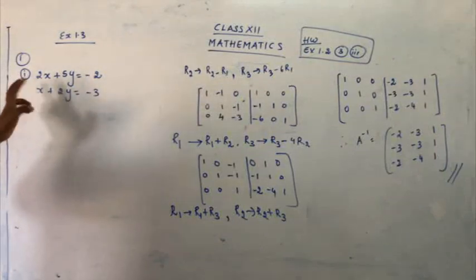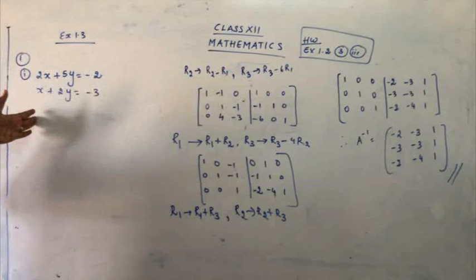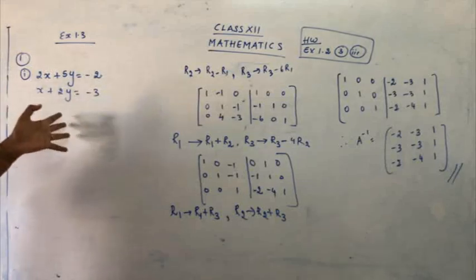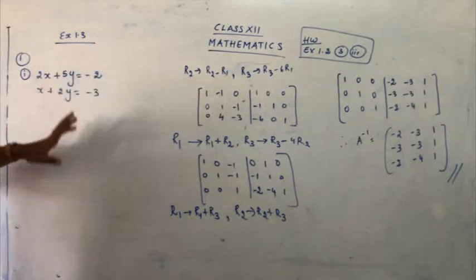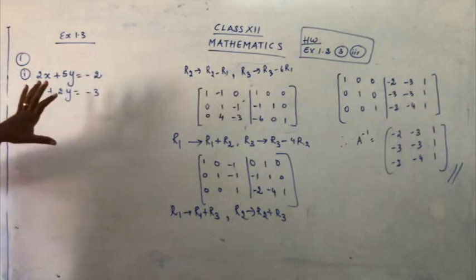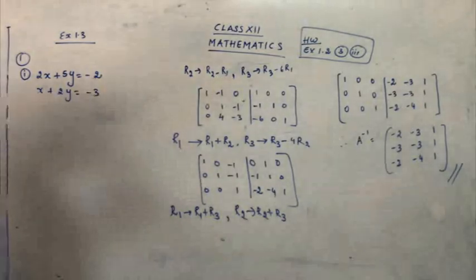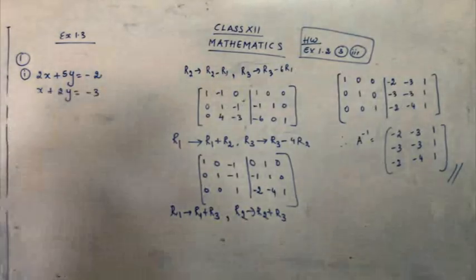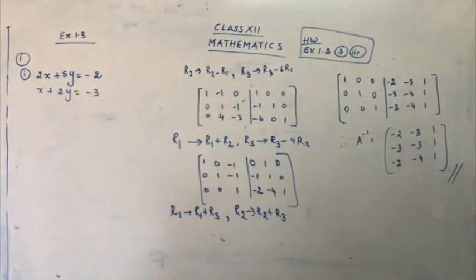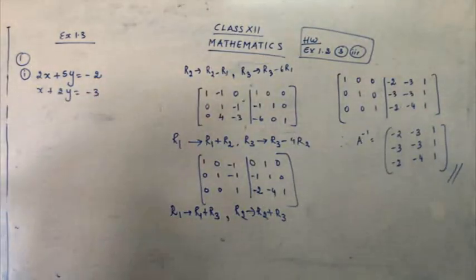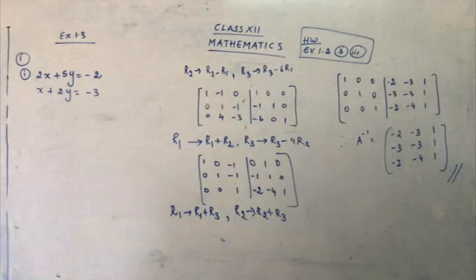Normally we multiply, then we cancel some common terms, then we substitute the value for y. We are not going to follow the substitution method over here. We are going to follow the matrix inversion method. Have you taken down the question, children? Copy the question properly. It's 2x plus 5y is equal to minus 2. x plus 2y is equal to minus 3.